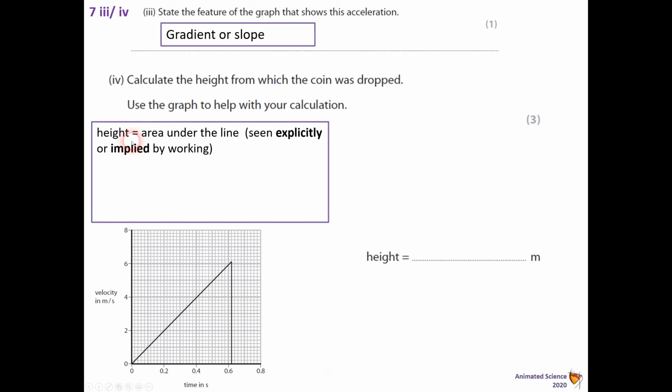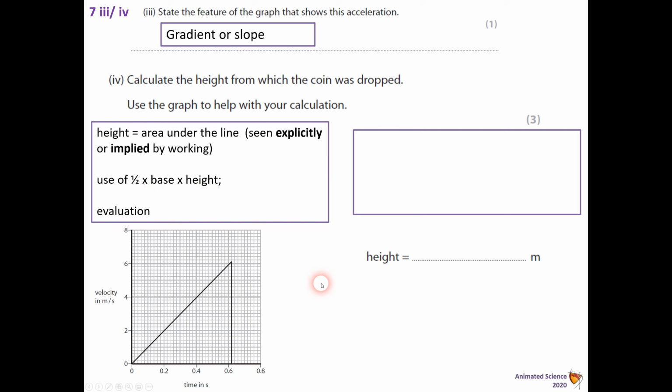It's asking that the height is the area under the line, seen explicitly or implied. You've got to show that you're doing it. So somewhere along the lines I need to see half times the base times the height of the triangle, and then an evaluation of it. So let's see what we've got.